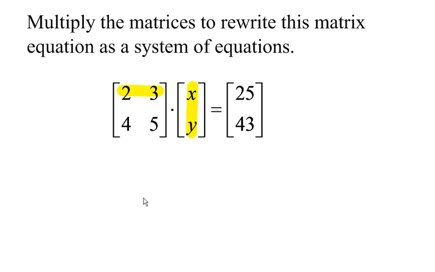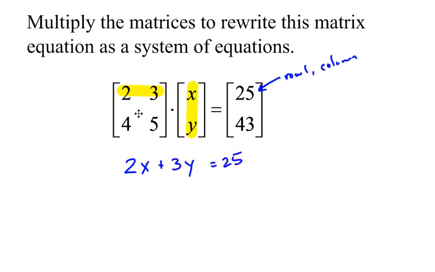In this first slide, we're going to take a look at what happens when we multiply a matrix equation like this. So on the left side, you'll see that I have a row highlighted and a column here. And so we're going to take row 1 times column 1. And when I take row 1 times column 1, I get 2 times x plus 3 times y. And that's going to give me the answer that is in row 1, column 1, and that's 25.